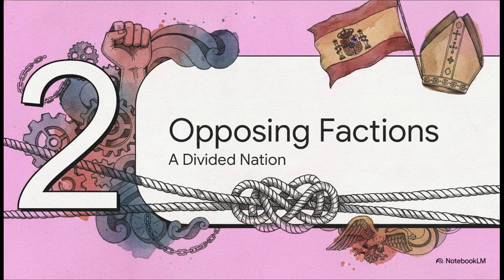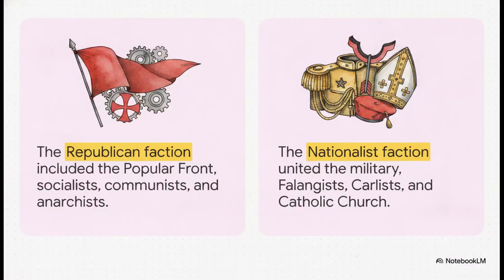Moving on to Section 2, the opposing factions. Now, what's really interesting about this slide is just how staggeringly diverse each coalition was. It's like a giant, very complicated puzzle. The Republican faction, or the Loyalist side, was centered around the Popular Front government. It included left-wing Republicans, socialists, both Stalinist and non-Stalinist communists, anarchists like the CNT, who were actually seeking a social revolution, and Basque nationalists. On the flip side, the Nationalist faction was organized around the military high command.